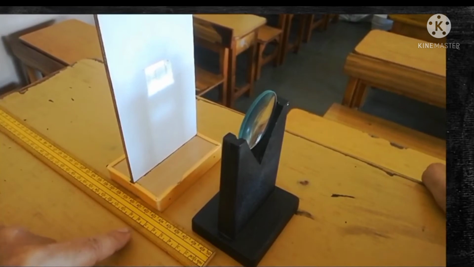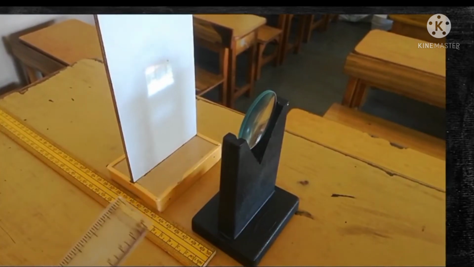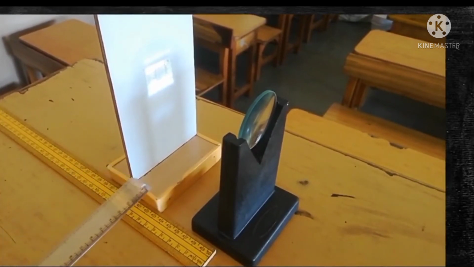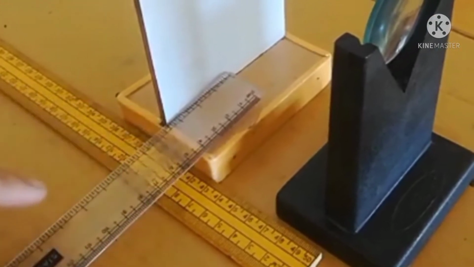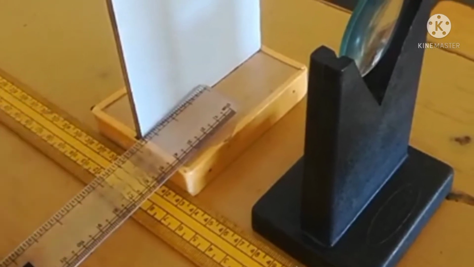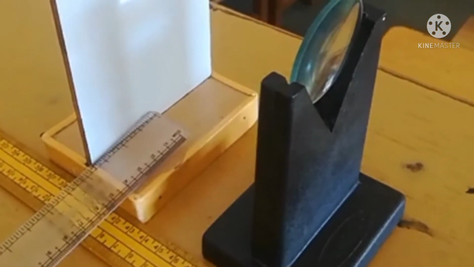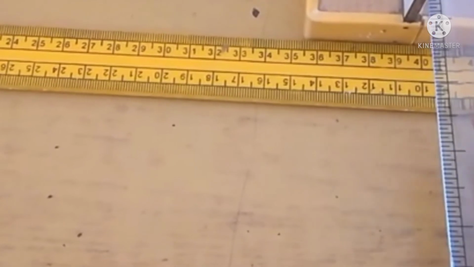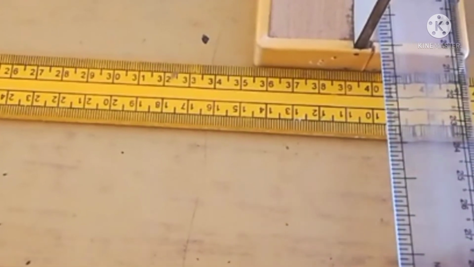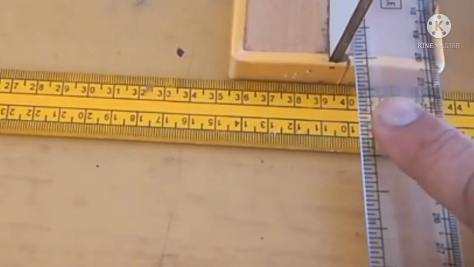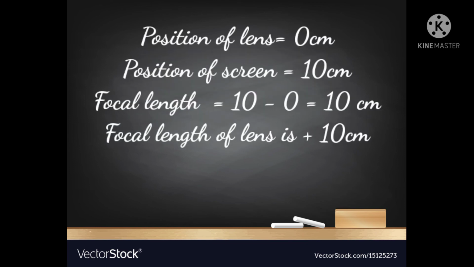You can see the lens is placed at 0 centimeter of the scale, and the screen where a sharp image of the object has been formed is at 10 centimeter on the scale. So the position of the screen is at 10 centimeter, and we know that the image of the distant object is always formed at the focus. So the clearer image is here at the 10 centimeter. So the focal length of this convex lens is 10 centimeter.